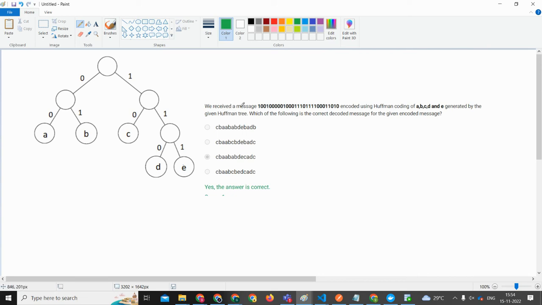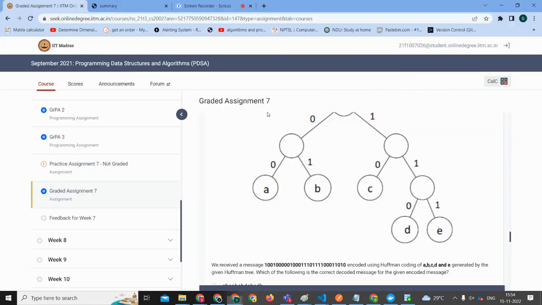So this question is like we have received a message encoded in Huffman coding, A B C D E. What Huffman coding means is that for A it is 0 0, and for B you travel left then right, so 0 1, right? For C it represents 1 0. For D it is going to be 1 1 0, and E it is going to be 1 1 1. So this is what the encoding is, and we just need to take that number.